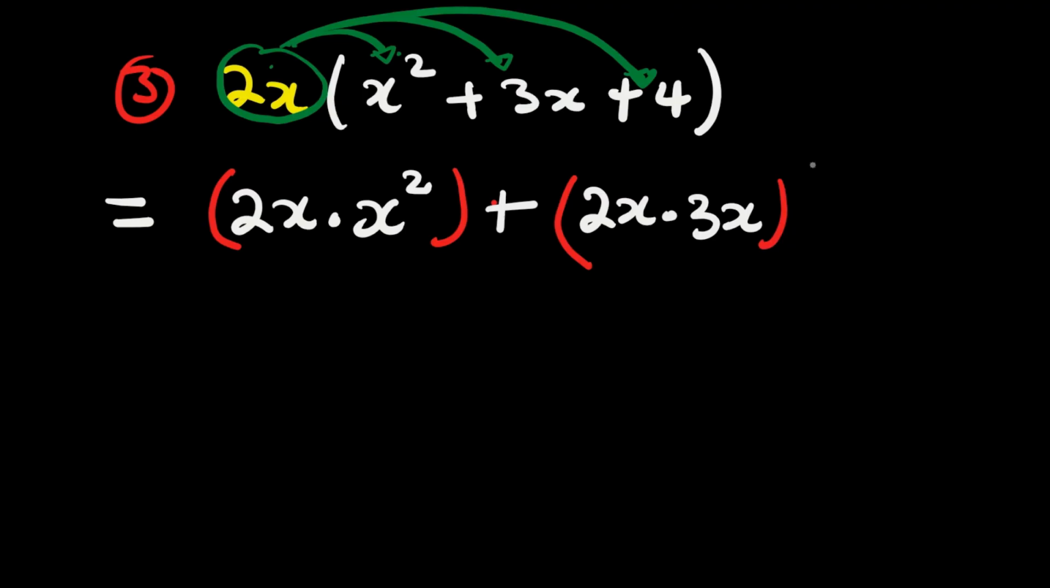And plus 2x multiplied by 4. This is how you could visualize it. This is what it means. The distribution you're seeing up there is equal to this, which you see down here.